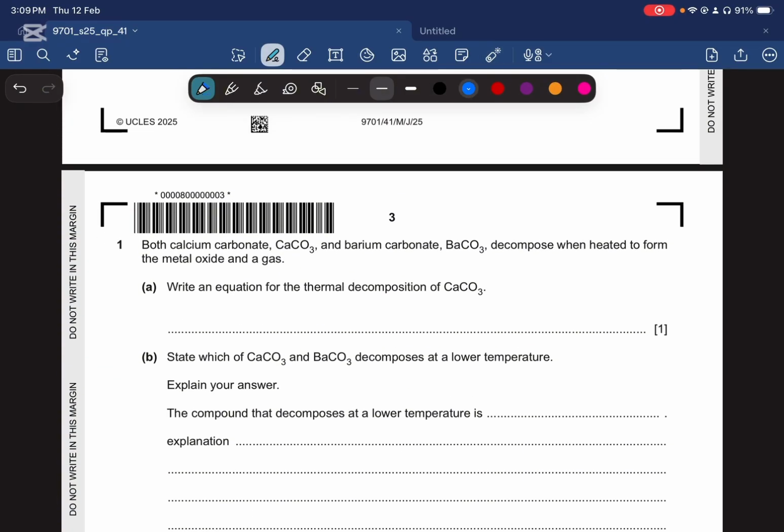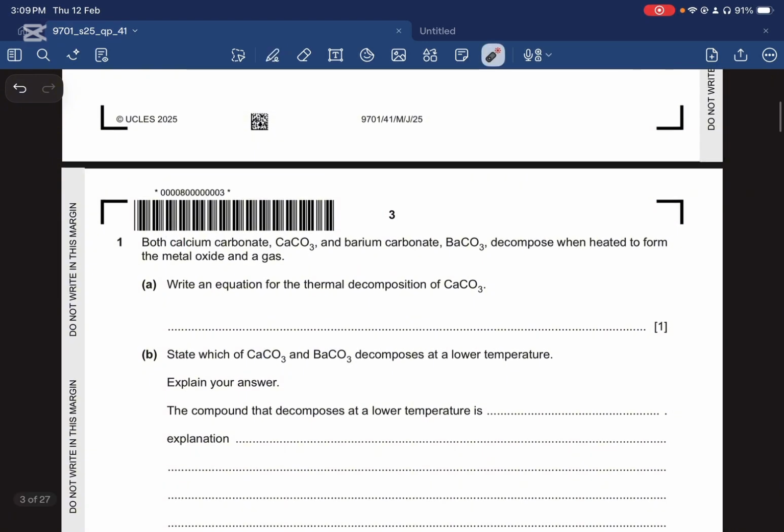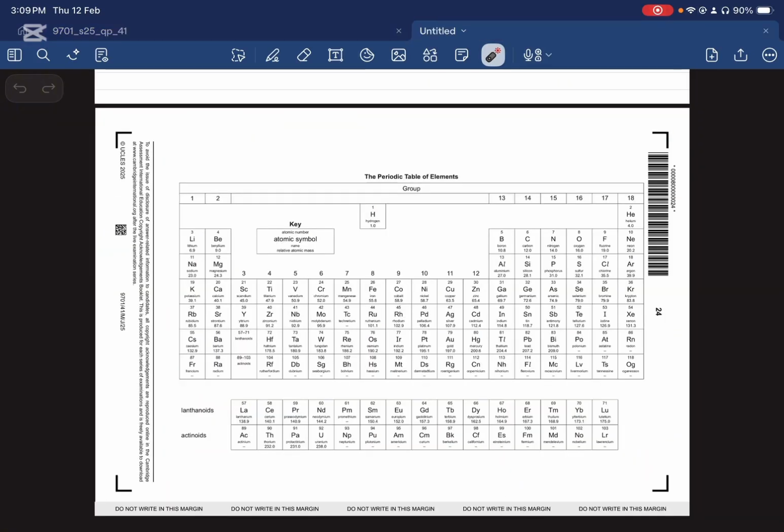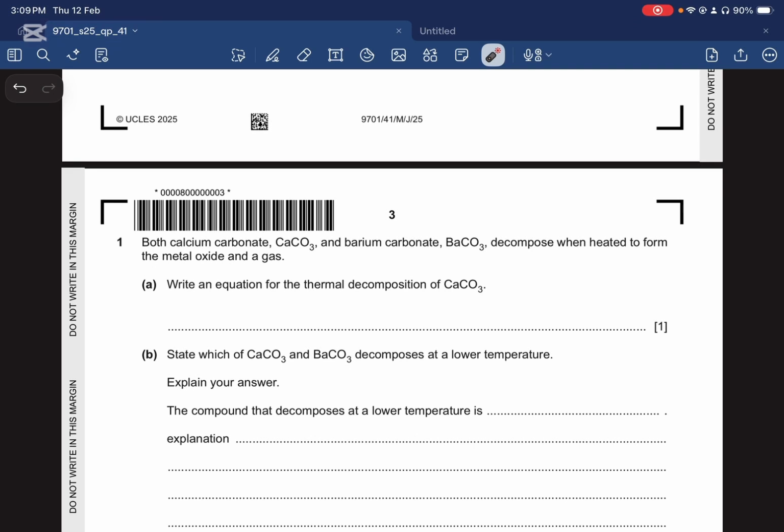Bismillahirrahmanirrahim. So the question says that both calcium carbonate and barium carbonate decompose when heated to form a metal oxide and a gas. Write an equation for the thermal decomposition of CaCO3. Now, what is the question telling us? The question is telling us that you have two group 2 metal carbonates. So, why am I saying group 2 metal carbonates? Look at this, calcium and barium. Calcium and barium are examples of group 2 metals. And when chemically combined with a carbonate ion, they become a group 2 metal carbonate. So I have two group 2 metal carbonates which decompose when heated.